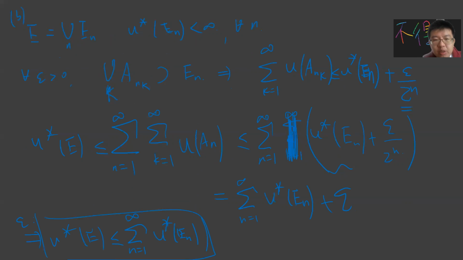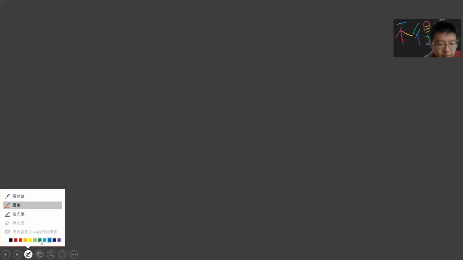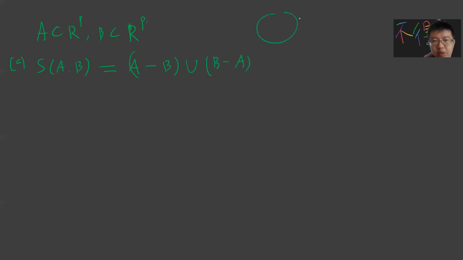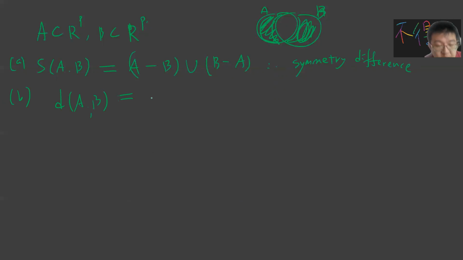Okay, so now we have all the tools. We can start to prove the main theorem. Let me write down two important definitions. Let's say A belongs to the set R^p and B belongs to R^p. Then I can define the first one, S(A,B), defined to be A minus B union B minus A. This is A, this is B, and these are S. This is called the symmetric difference. Now I can define d(A,B) to be the outer measure mu star of S(A,B).